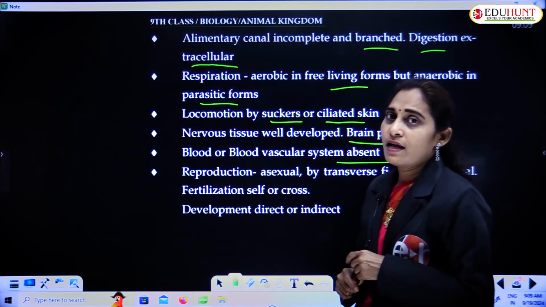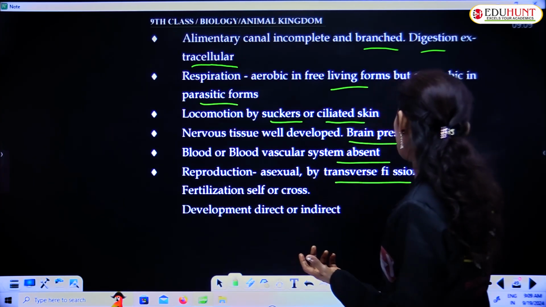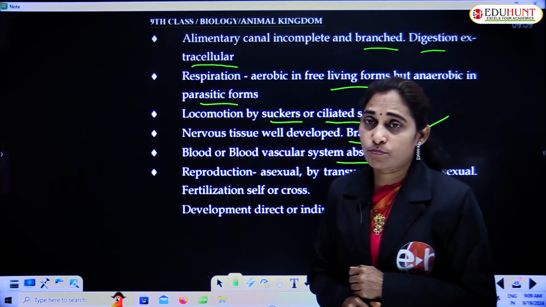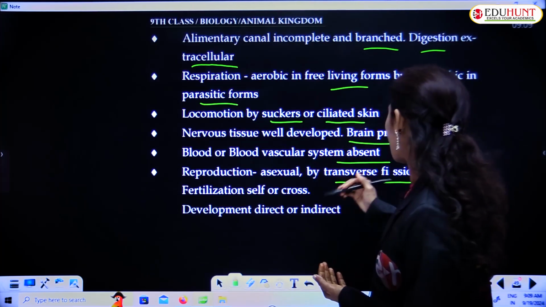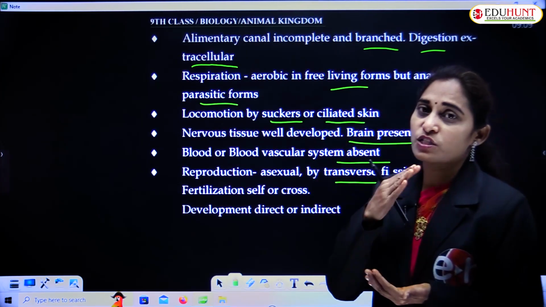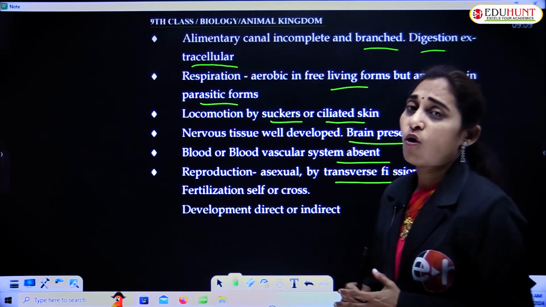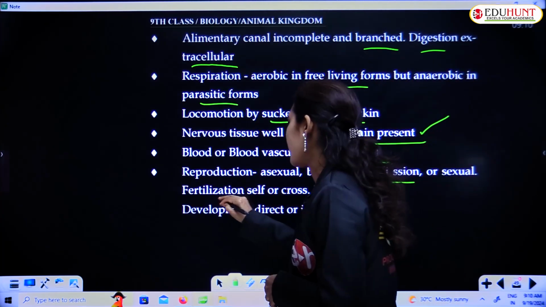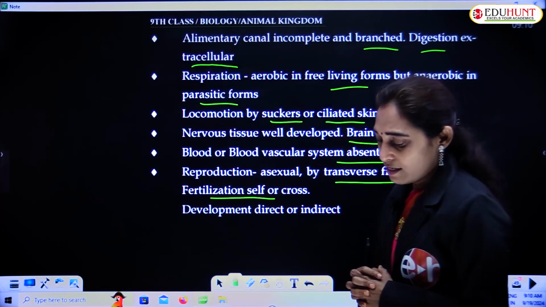Reproduction is mostly sexual. Even asexual reproduction also takes place by transverse division, that is, transverse fission. Sexual reproduction also occurs. Fertilization may be self-fertilization or cross-fertilization.